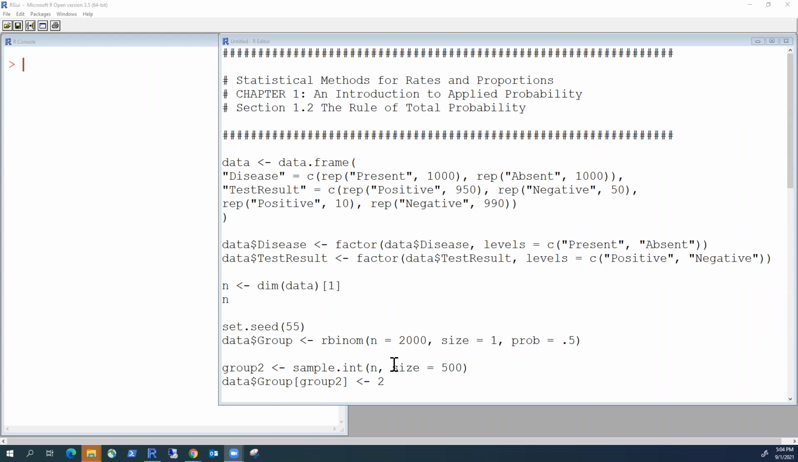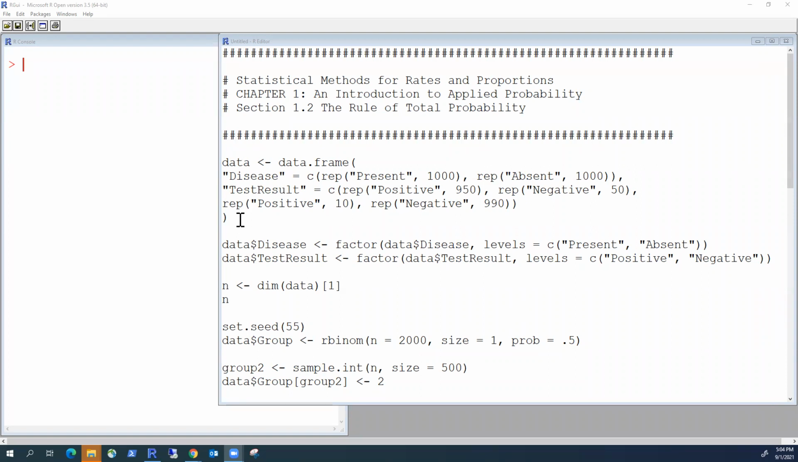Hello, everyone. We're going to be going over Chapter 1, Section 1.2, the rule of total probability in this video. And we're going to go back to an example that we used already and is from our book, but we're going to add some layers to it.